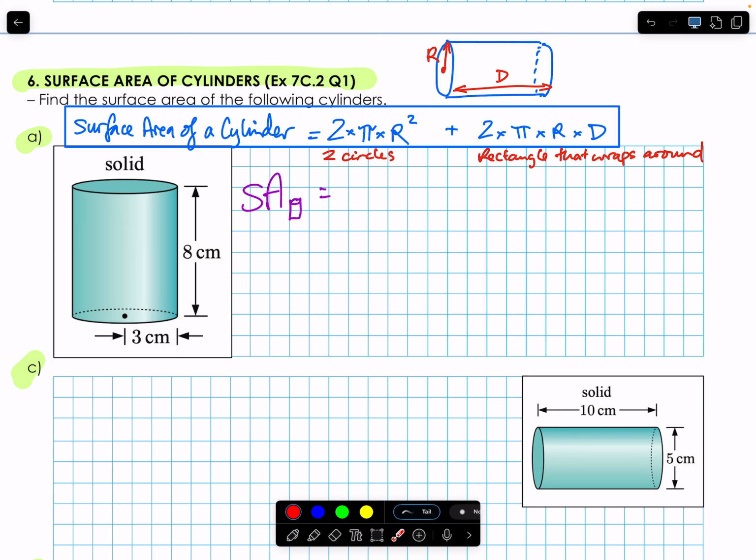Because the area of a circle is pi r squared. If I've got 2 of them, you times it by 2. So that part gives you the 2 circles on a cylinder. The 2 pi rd gives you the rectangle that wraps around. Can you get that formula down, please? And then I'm going to give you the working out for the first one, just not the answer.